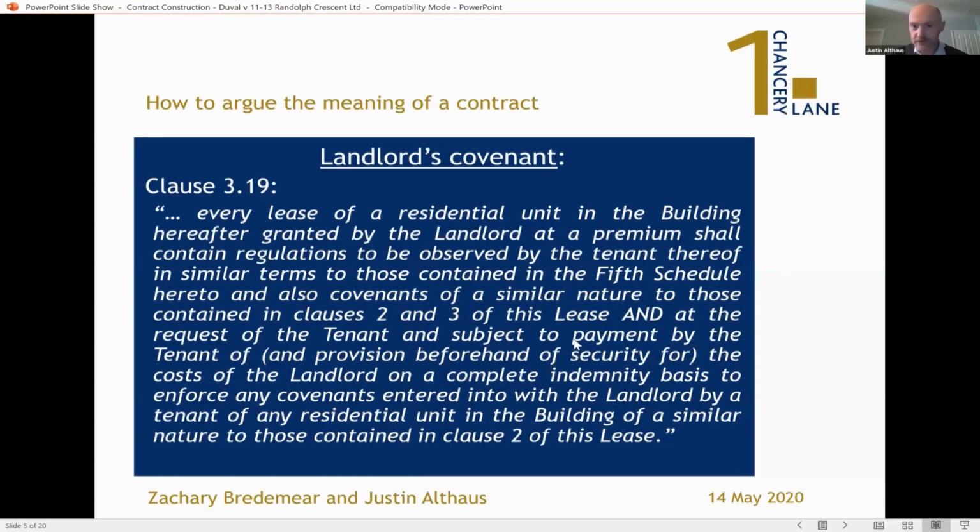and at the request of the tenant and subject to payment by the tenant of and provision beforehand of security for the costs of the landlord on a complete indemnity basis, to enforce any covenants entered into with the landlord by a tenant of any residential unit in the building of a similar nature to those contained in clause 2 of this lease. So what does that mean?